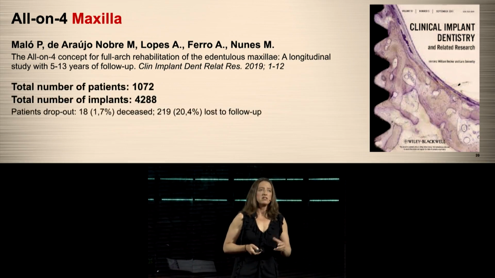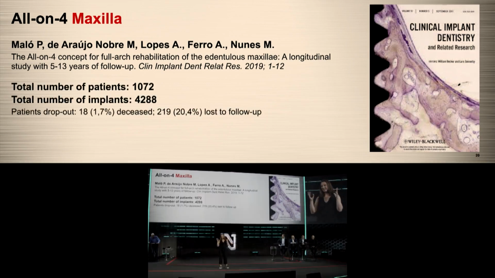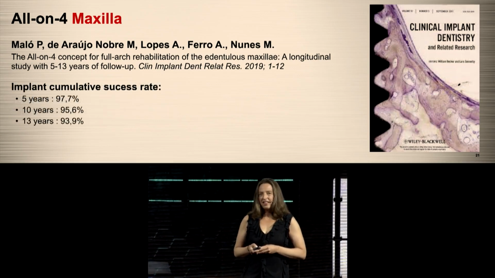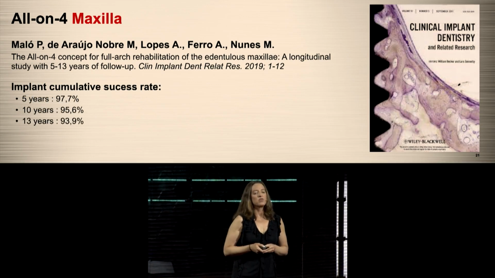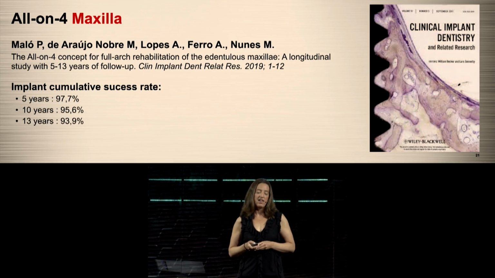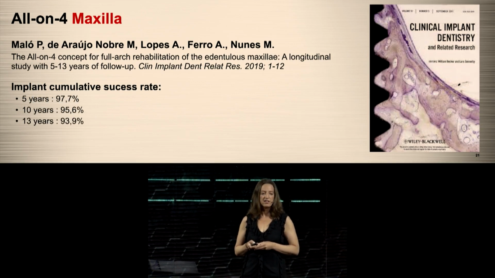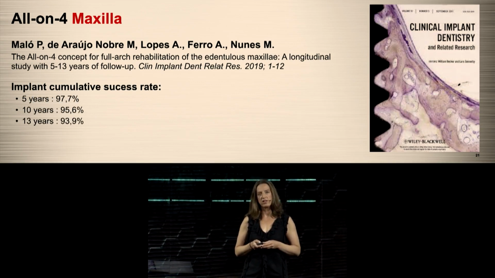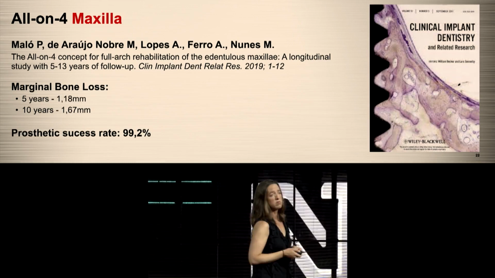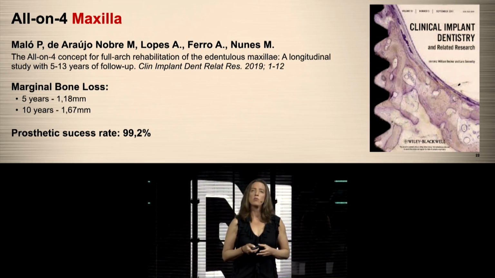So for the maxilla, we got together 1,072 patients with 4,288 implants placed. And the implant cumulative success rate at 5 years was 97.7%, at 10 years, 95.6%, and 13 years, 93.9%. So you can see that the marginal bone loss at 5 years was 1.18 millimeters, and at 10 years, 1.67.